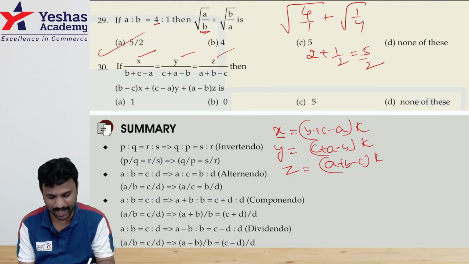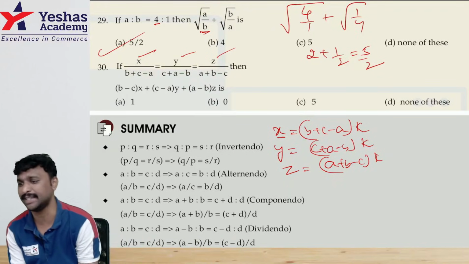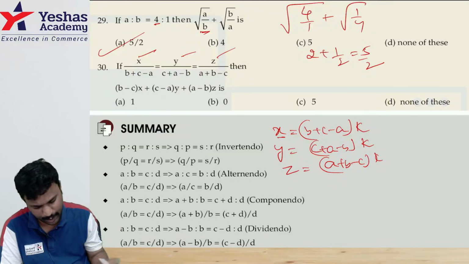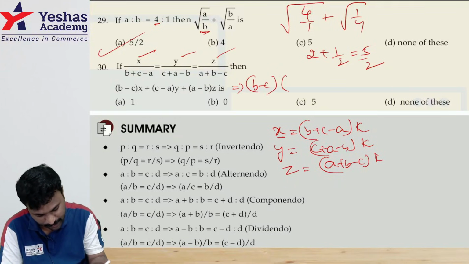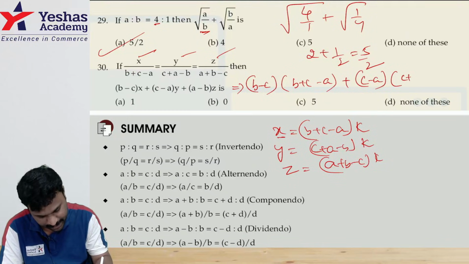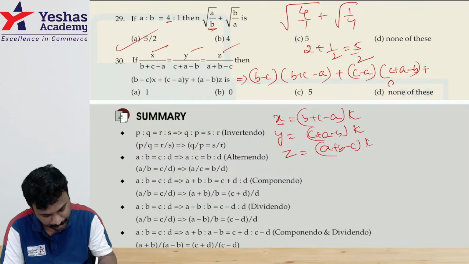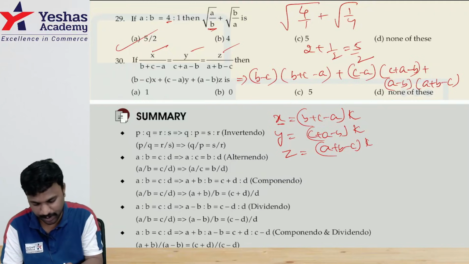So you can plug in x value as b plus c minus a itself, y value as c plus a minus b itself, and z value as a plus b minus c by plugging in k value as 1. So if I do that, what do I get for the first term? B minus c into, what is x value? B plus c minus a. And second term, c minus a into what? C plus a minus b. And the third term, a minus b into z value is a plus b minus c. Just remove the brackets and solve, guys. Just remove the bracket and solve.